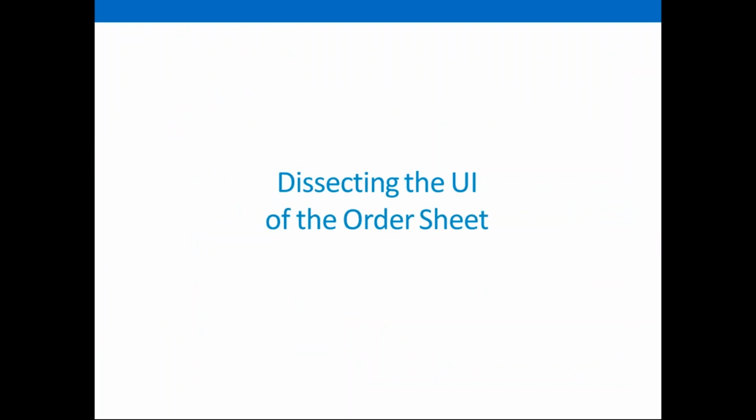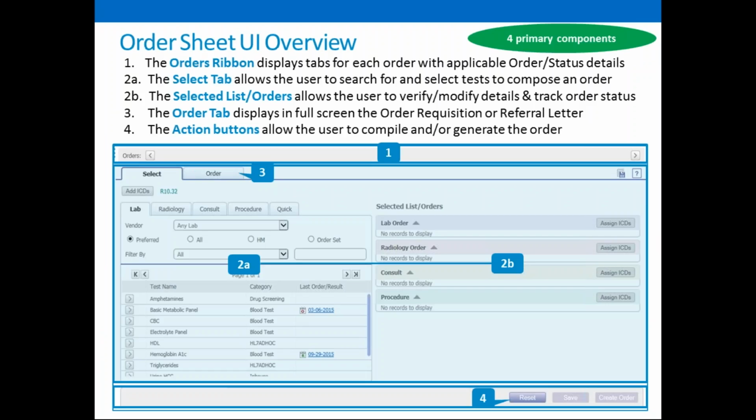So now we're going to dissect that user interface from top to bottom using those 4 major components. First of all, we've got our orders ribbon. And again, what you're looking at here is a completely blank order sheet. Your orders ribbon will initially default empty. As you build orders for this patient's encounter, different tabs are going to appear in that number 1 section. And we're going to discuss how you can visually glance at those tabs and understand what's going on with that order.